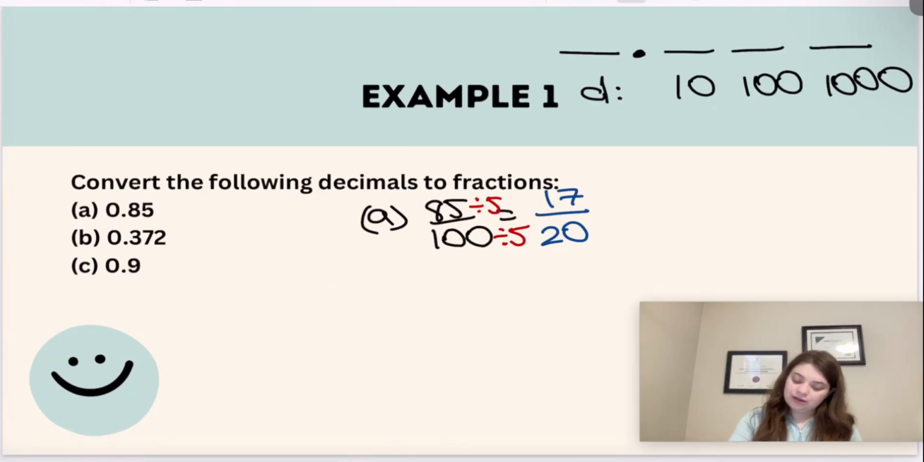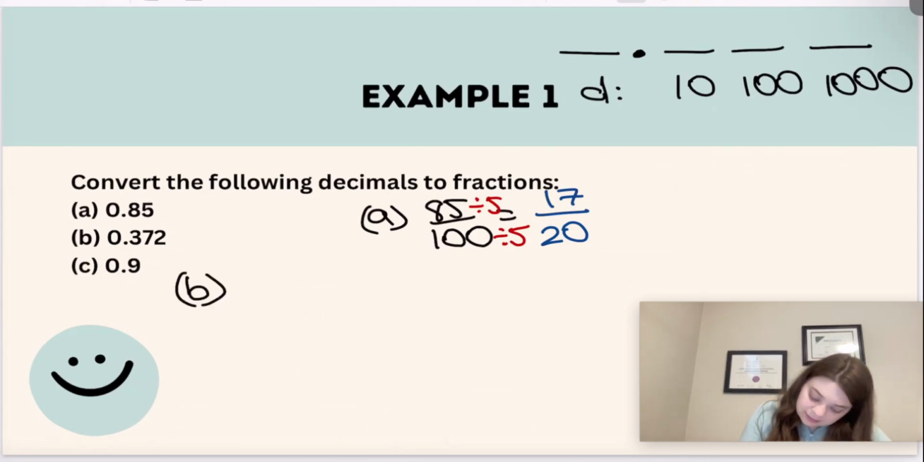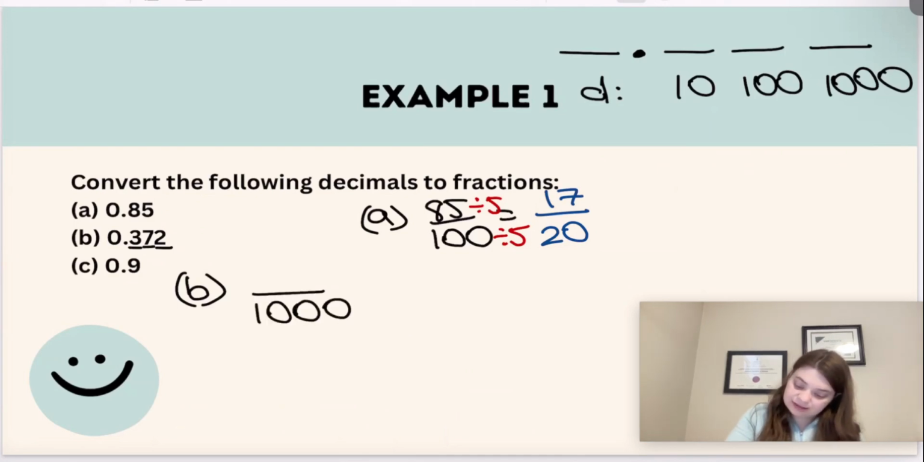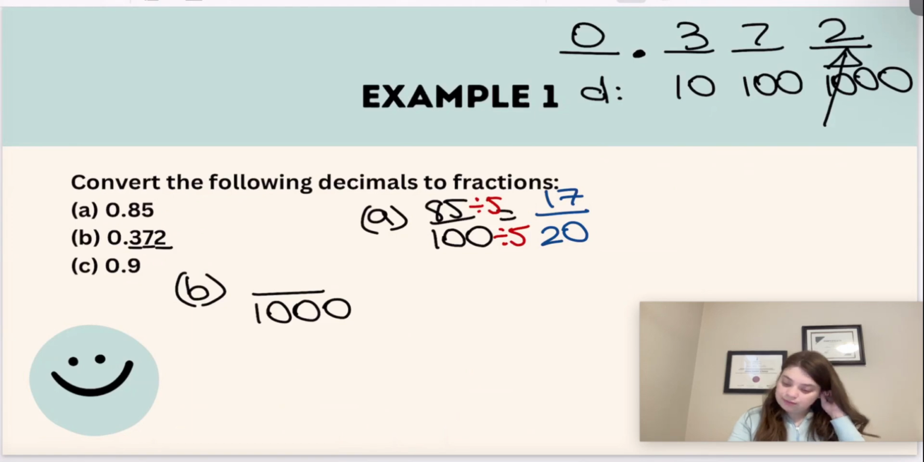All right, let's now do letter B. For letter B, we have 0.372. Notice that we have three numbers after the decimal place, and the last one is not 0. Therefore the denominator here would be 1000, right? Because the final digit 2 is in the thousandths place, we end up using 1000 as the denominator. So this fraction is 372 over 1000.